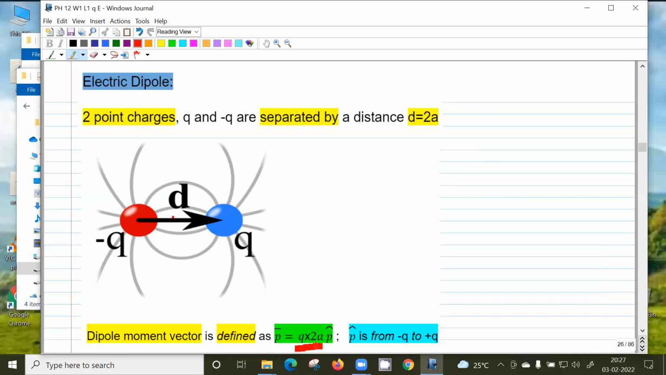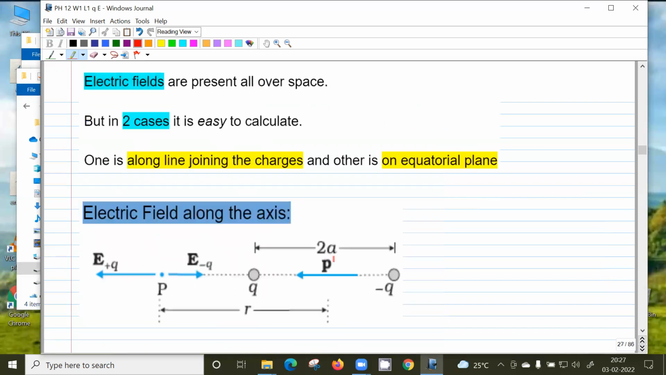So charge into the distance into unit vector. The unit vector is from minus q to plus q. So this is the definition of the dipole moment vector: charge into separation into p cap, with the direction of the unit vector from minus charge to plus charge. So when you have a point here, there will be electric field. So we can find the electric field of this dipole in two cases easily.